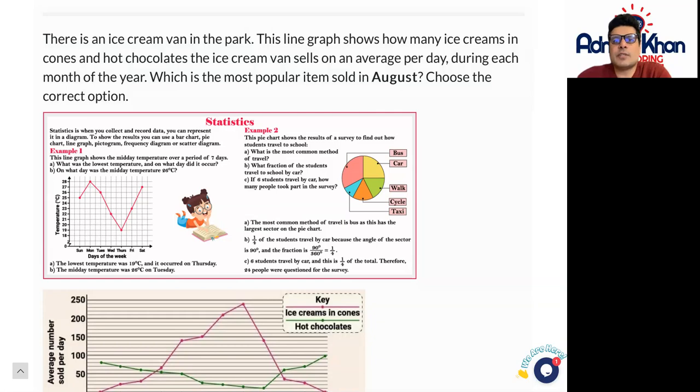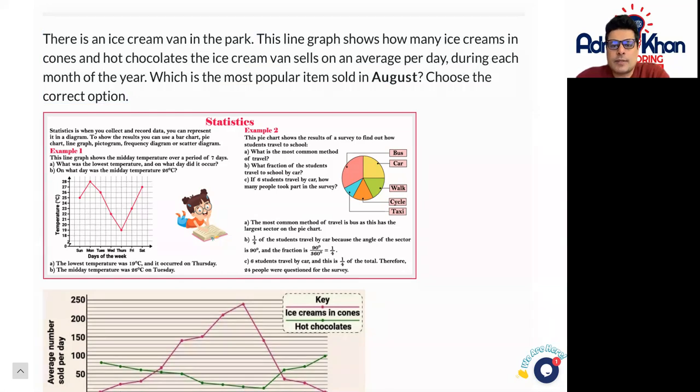So let's read this question together. There is an ice cream van in the park. This line graph shows how many ice creams in cones and hot chocolates the ice cream van sells on average per day. So we're looking for ice creams in cones and hot chocolates that the ice cream van sells on average per day during each month of the year. So which is the most popular item sold in August?